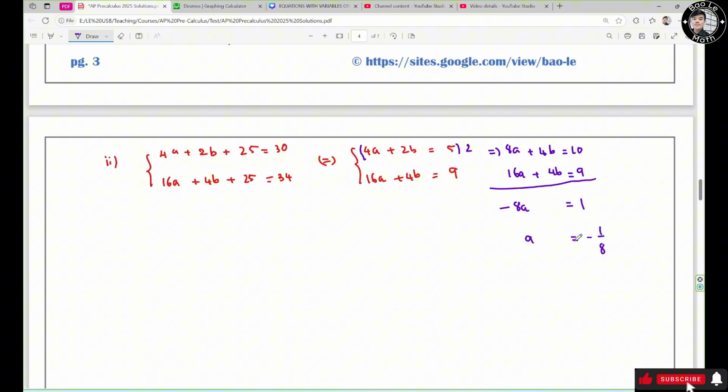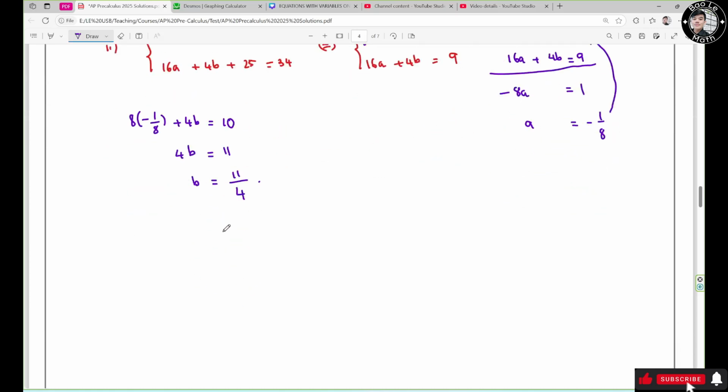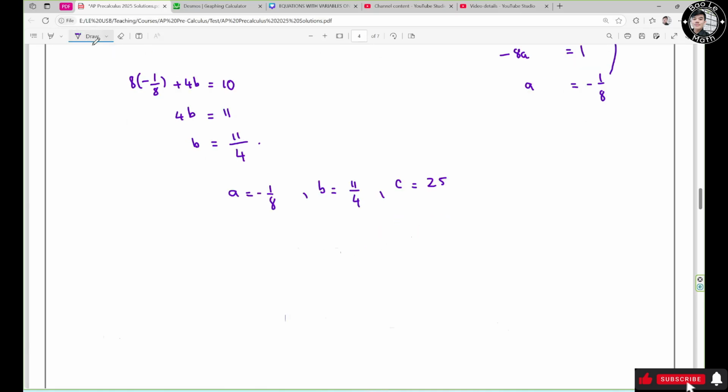Now I substitute negative 1 over 8 for a into the first equation right here to solve for b, right? So I have 8 times negative 1 over 8 plus 4b equals 10. So I have negative 1 plus 4b equals 10. Add 1 to both sides, so 4b equals 11. So b equals 11 over 4, right? So finally you have a equals negative 1 over 8, b equals 11 over 4, and c equals 25, right?